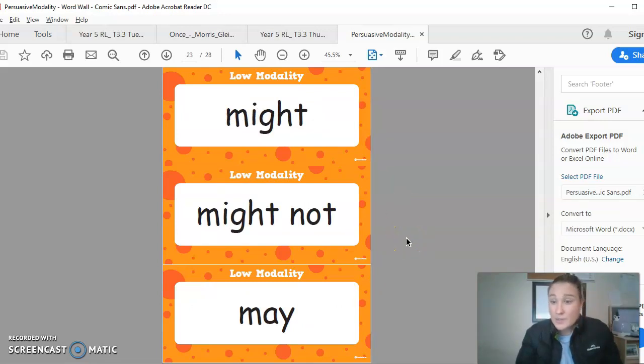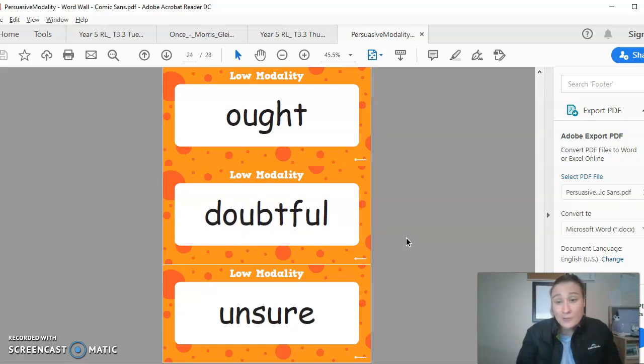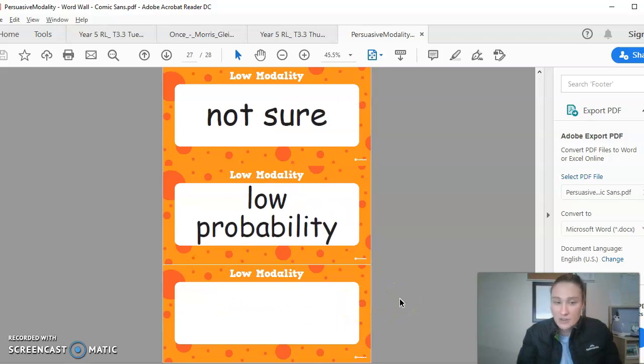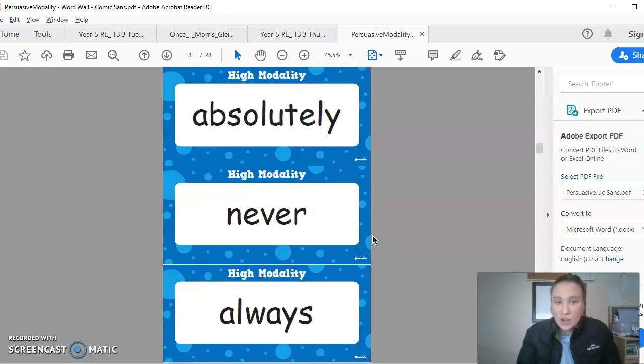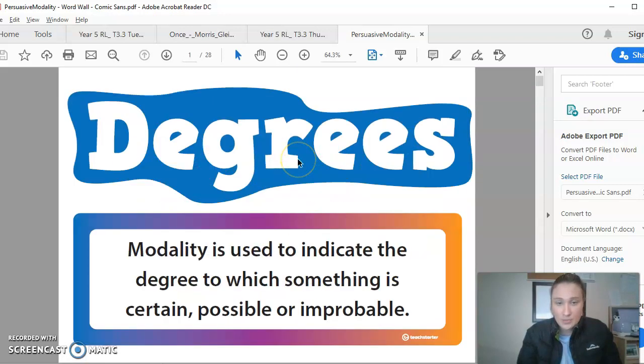It might not happen, okay? I'm a bit doubtful that people will recycle. I'm also unsure that people would even listen to my speech right now, okay? So there's a whole bunch of different words. I will also post this up onto OneNote as well.